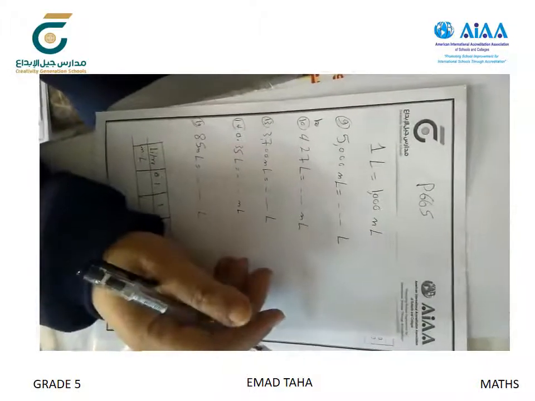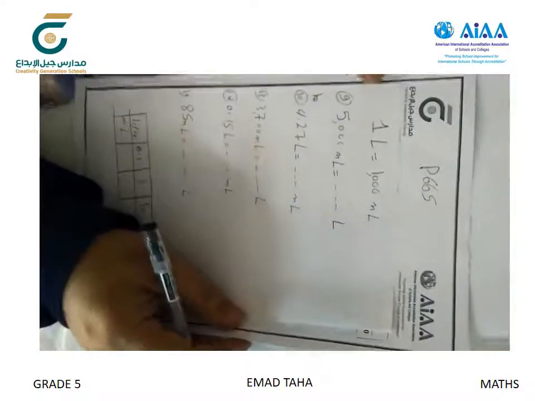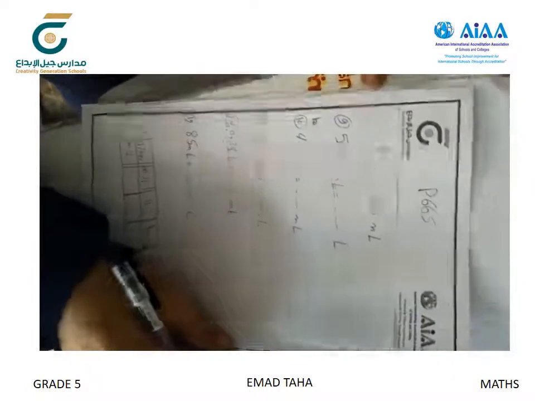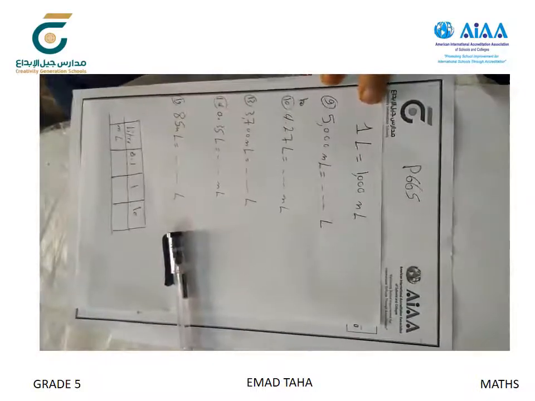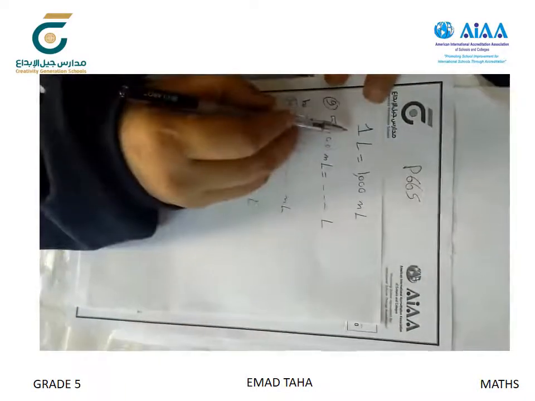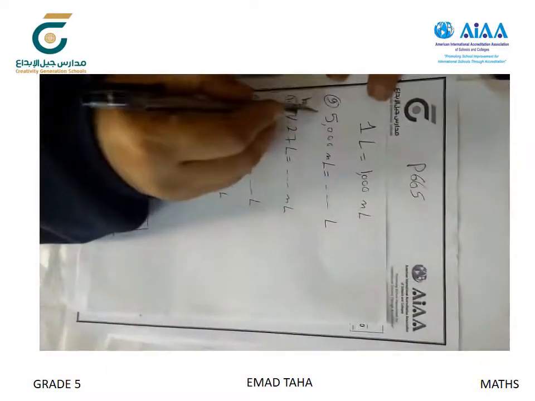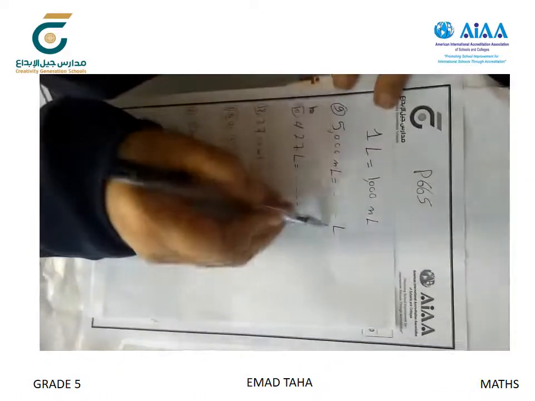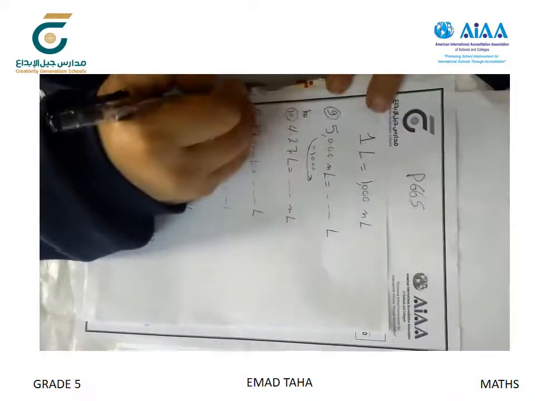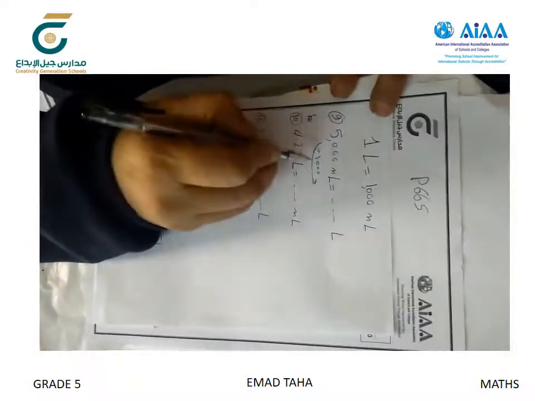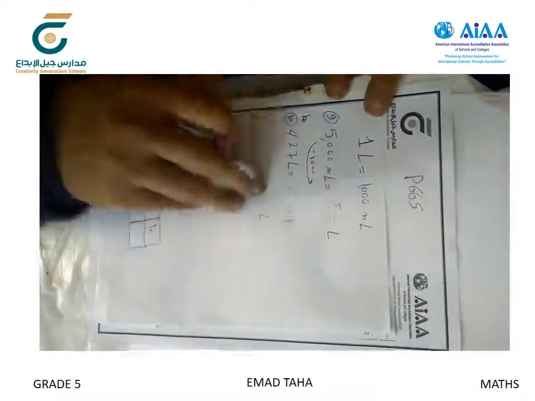Hi guys, open your book, page 665. Now the practical part. Today I will explain how to convert metric units of capacity. We have just one unit: 1 liter equals 1000 milliliters. Now we want to convert 5000 milliliters to liters, so we divide by 1000 because we convert from smaller to greater. When we divide by 1000, we cancel 3 zeros, and the answer will be 5.